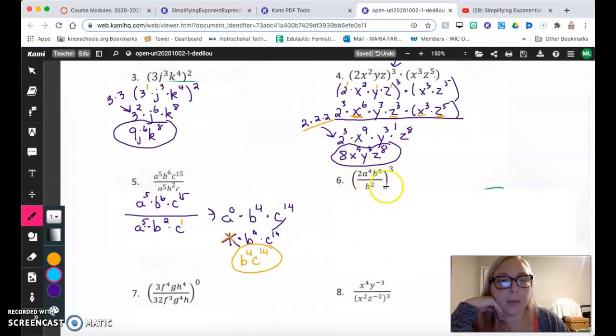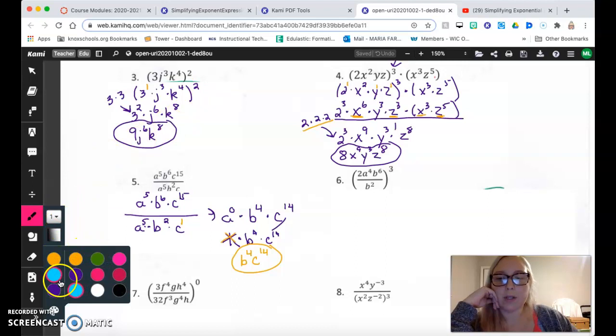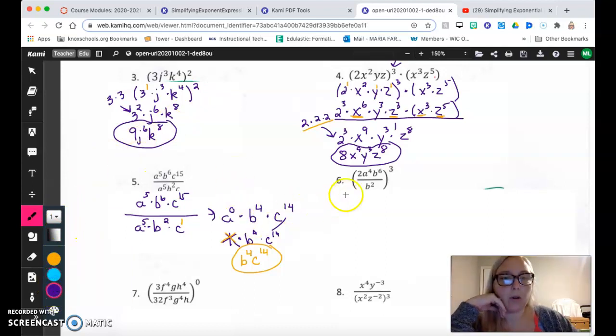We have this big set of parentheses with our small exponent on the outside. That means we have all of this being raised up to another power. So before we start tackling this, we need to break it all apart. We have 2 times a to the 4th times b to the 6th divided by b squared, and all of that is being raised up to the 3rd power.